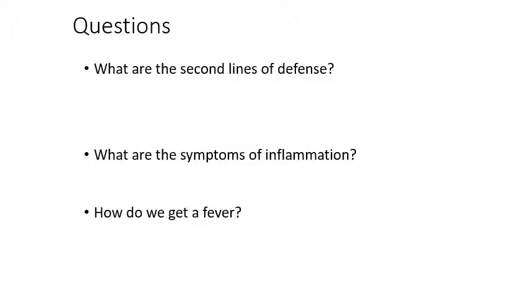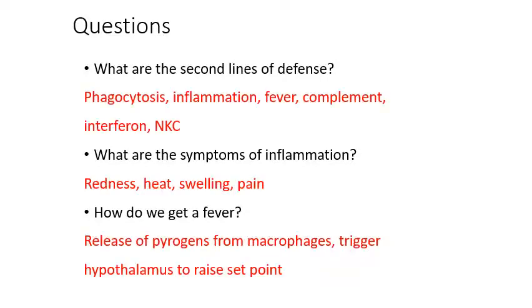All right. What are your second lines of defense? What are the symptoms of inflammation and how do you get a fever? Right, your second lines of defense are phagocytosis, inflammation, fever, complement, interferon, and natural killer cells. The signs of inflammation are redness, heat, swelling, and pain. And you get a fever by the release of pyrogens from phagocytic cells that trigger the hypothalamus to raise the set point of your body temperature.